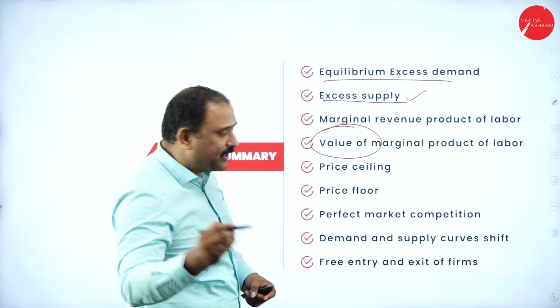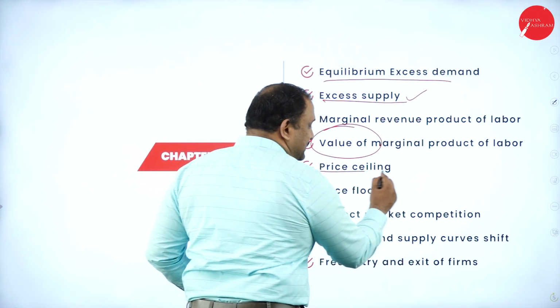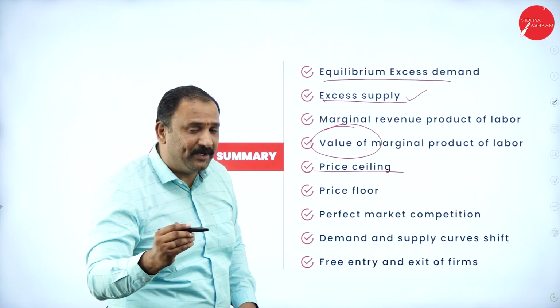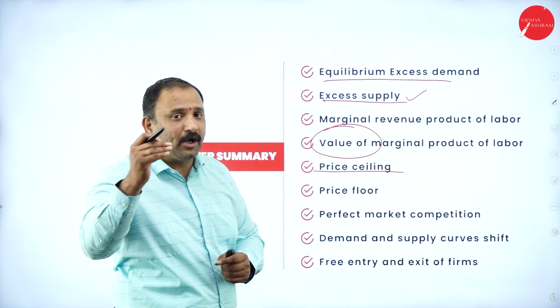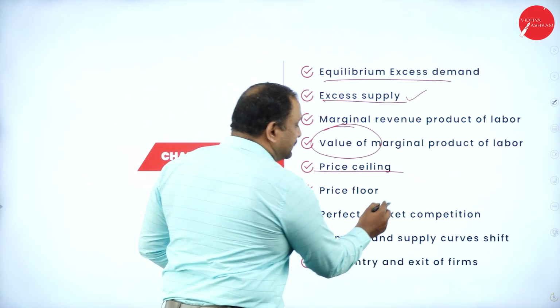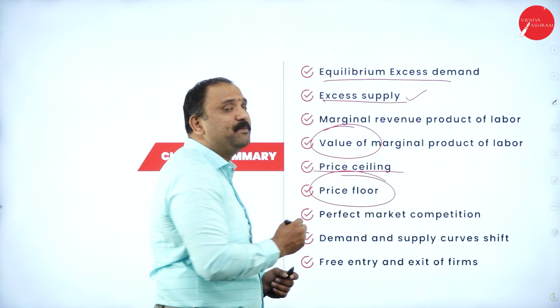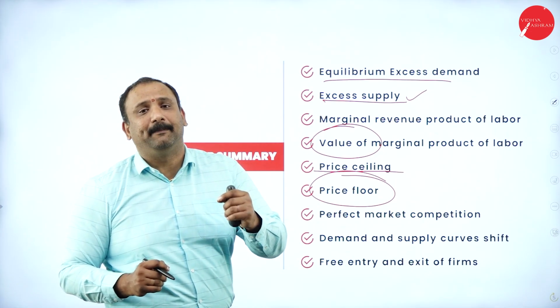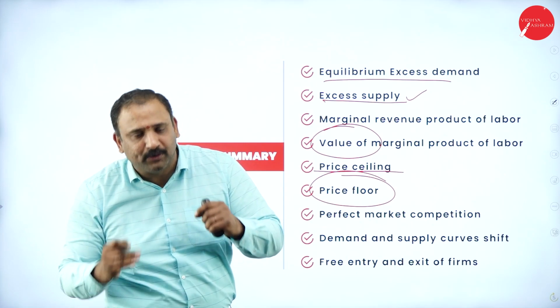Price ceiling, which is a very important question. Why? Because this is the maximum price that is fixed by the government, beyond which the firms will not be able to set the price of a product. And price floor, the reverse of it, that is the minimum price that has been set by the government. So you will not be able to sell a product below that price.